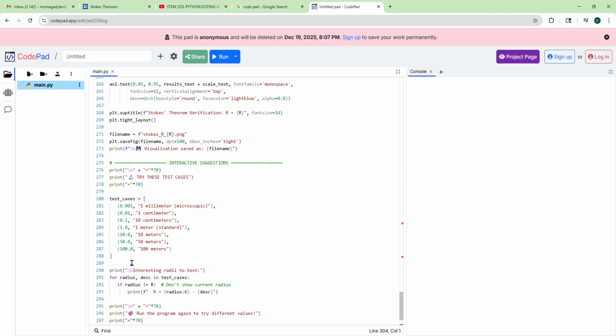Overall, this code shows that the amount a vector field goes around a circle is equal to the total rotation inside of the circle. By calculating both sides and comparing them, the program clearly demonstrates the Stokes theorem.